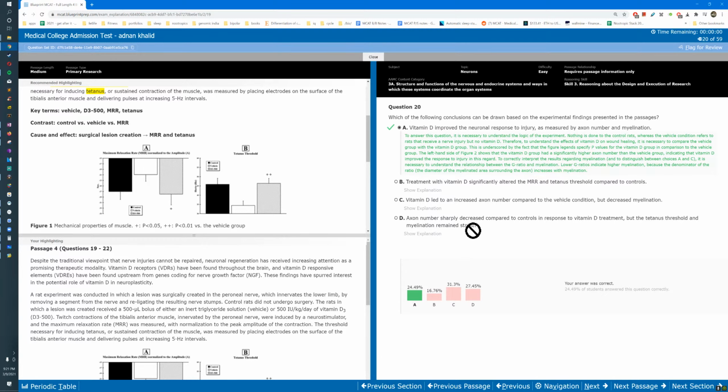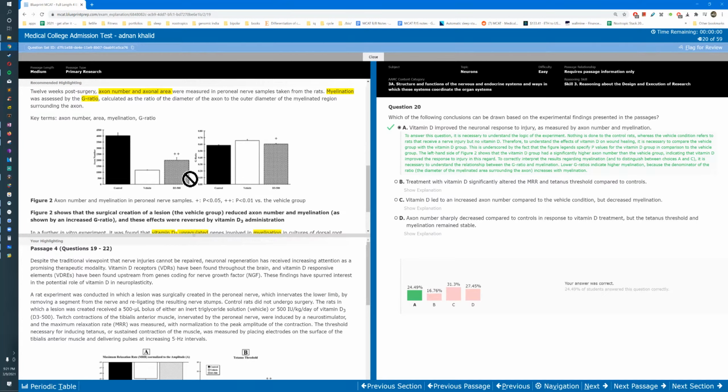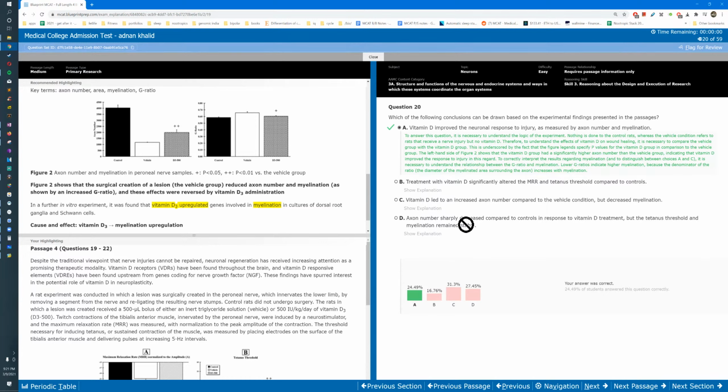Sharply decreased compared to controls in response to vitamin D treatment. But the tetanus threshold seems to be about the same. I think this and this are the only ones that are statistically relevant. This and this as well. I wonder why. B and D incorrectly compare the vitamin D and control groups.